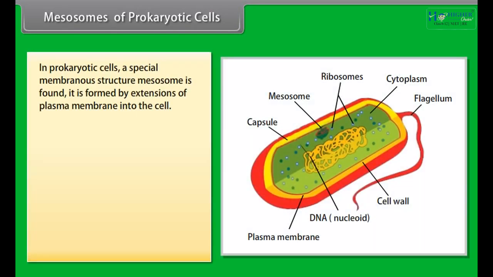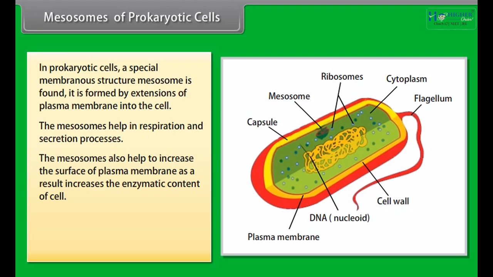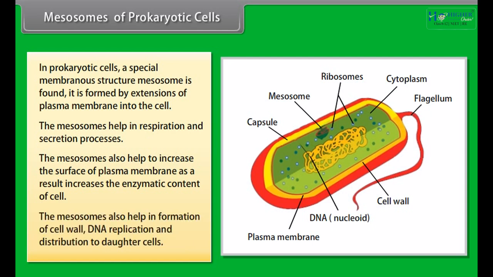In prokaryotic cells, a special membranous structure, mesosome, is found. It is formed by extensions of plasma membrane into the cell. The mesosomes help in respiration and secretion processes. The mesosomes also help to increase the surface of plasma membrane. As a result, they increase the enzymatic content of the cell. The mesosomes also help in formation of cell wall, DNA replication, and distribution to daughter cells.